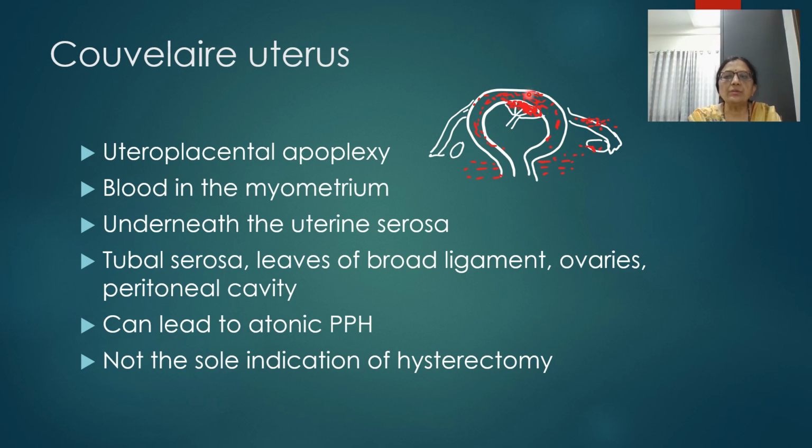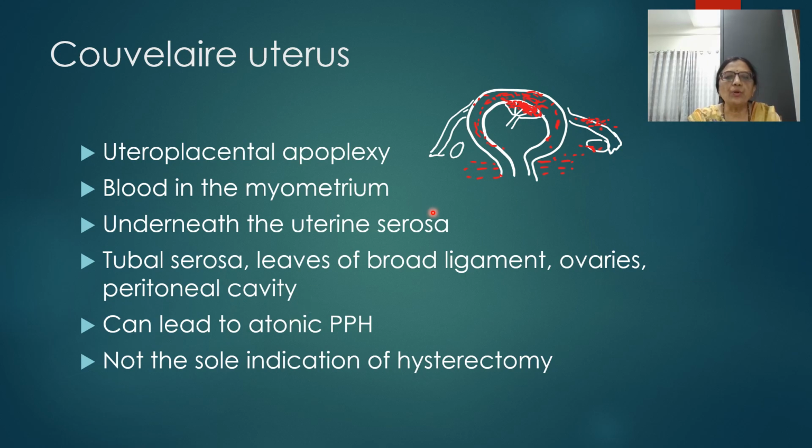It leads to a blackish-bluish discoloration over the serosal surface of the uterus, and blood seeps even into the peritoneal cavity. It is seen around the tubal serosa. In the leaves of the broad ligament, there is a collection of blood. Even around the ovaries, blood gets collected.